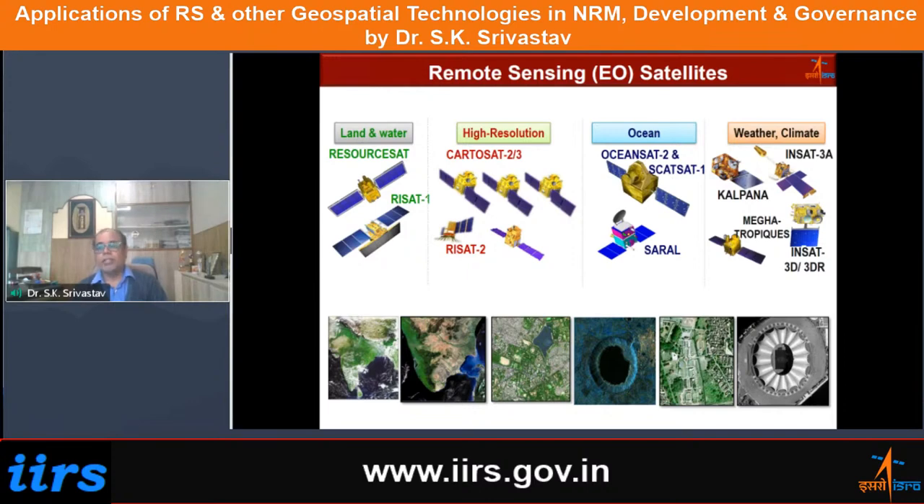Then we have a set of ocean related satellites, which are basically the Oceansat 2 series, SCATSAT and SARAL-AltiKa. Then there are satellites meant for weather and climate related studies, so they are grouped separately. They are the Kalpana satellite, INSAT-3D, 3DR satellites, Megha-Tropiques, and so on. Why I am showing you this slide is that we choose different satellite data products for different kinds of applications, which are essentially suitable for their purposes.